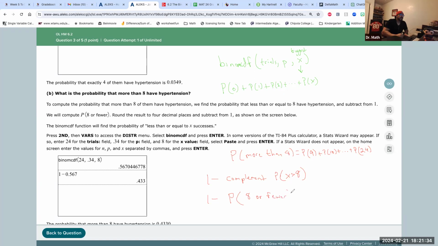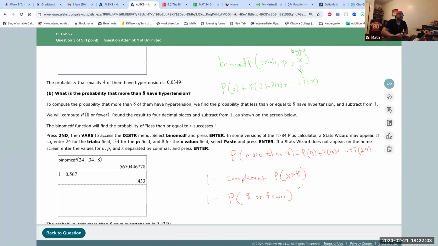8 or fewer. And this is what you always want to get right here. Because my calculator, this program binomial CDF, my calculator could do this, 8 or fewer, because what it's going to do is probability of 0 plus probability of 1 plus probability of 2, all the way to the probability of 8. All right. So again, I understand at first glance this is confusing. We're going to do another one to make sure we got the hang of it.